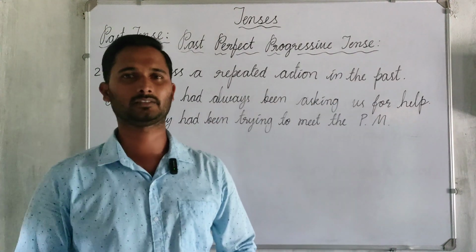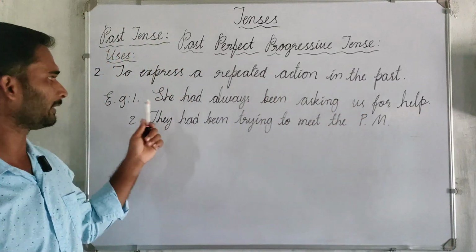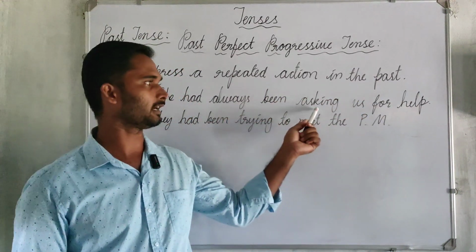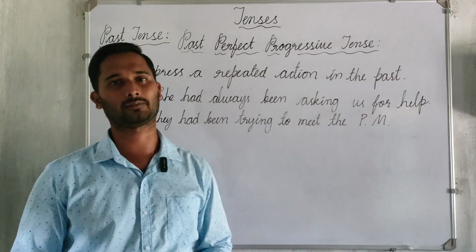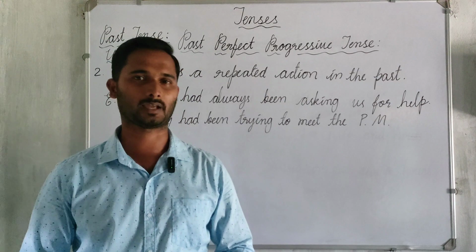The past perfect progressive tense also expresses a repeated action in the past. Some examples. She had always been asking us for help. They had been trying to meet the PM, Prime Minister.